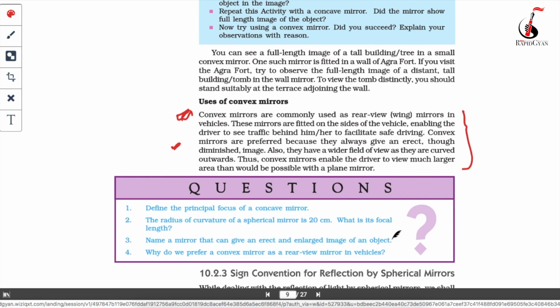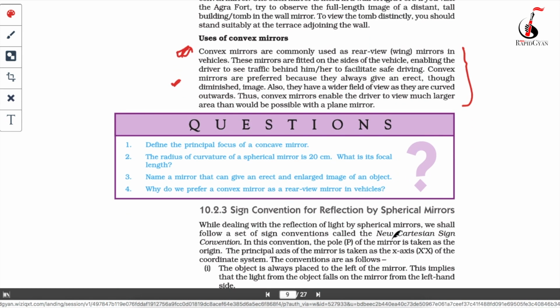Okay, so there are a few questions on this. Define the principal focus of a concave mirror. Just define: if a light ray comes parallel to the principal axis, then after reflection, the point at which the reflected ray intersects the principal axis is called the principal focus of the concave mirror.